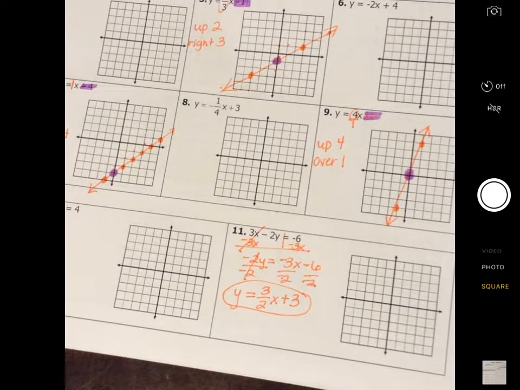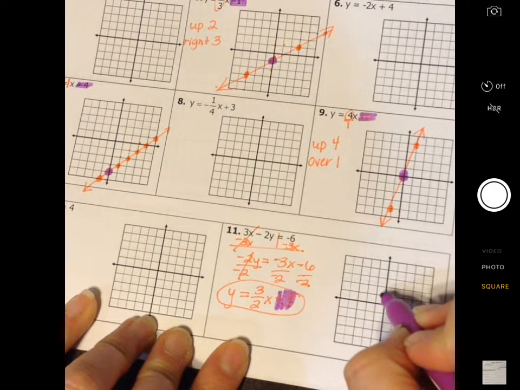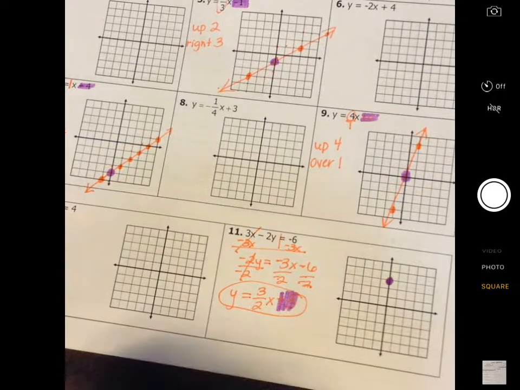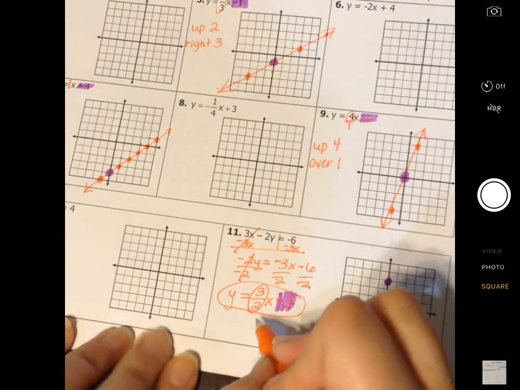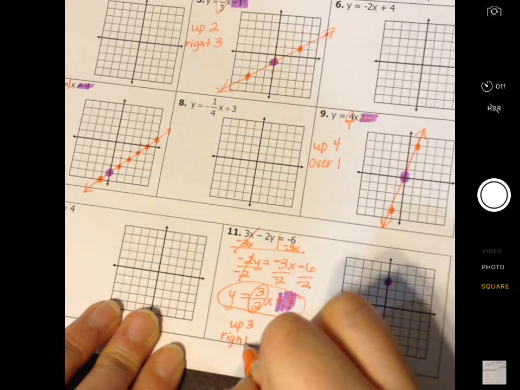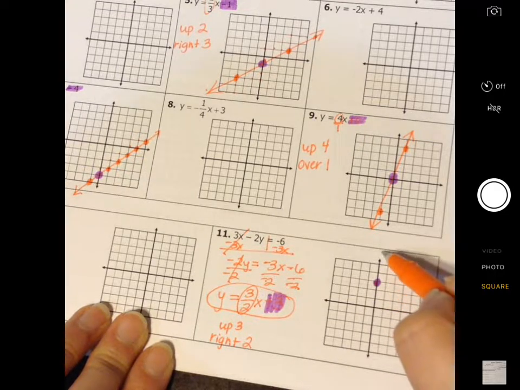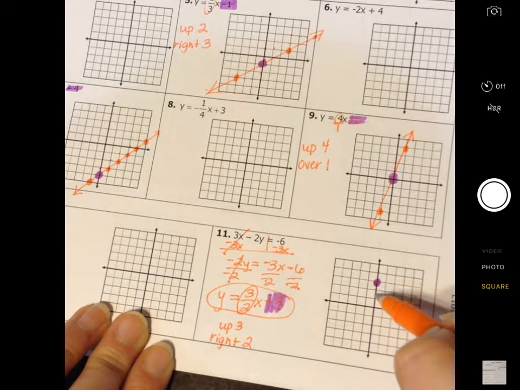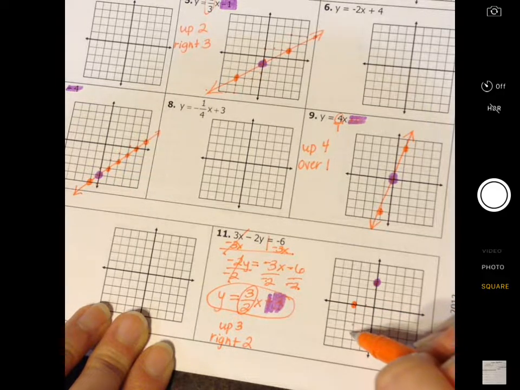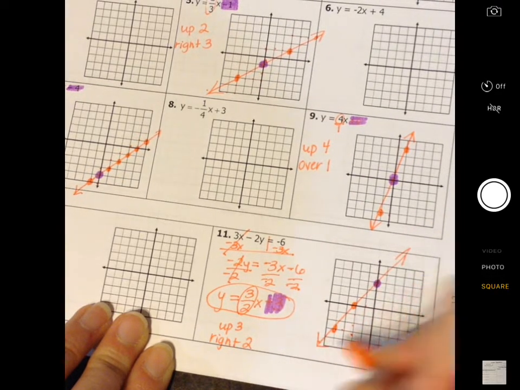So now I can graph this. I have a y-intercept of positive 3: 1, 2, 3. And my slope is positive 3 over 2. So this tells me to go up 3, right 2. I can't actually do that on here because I run out of room, so I'm going to have to go the opposite. 1, 2, 3, 1, 2. Done.